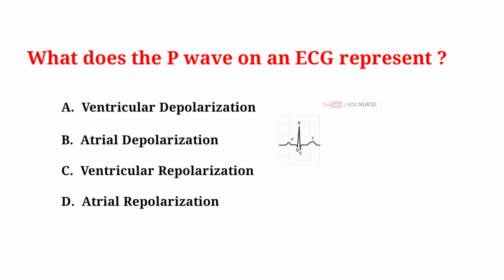What does the P wave on an ECG represent? A. Ventricular depolarization. B. Atrial depolarization. C. Ventricular repolarization. D. Atrial repolarization. And the correct answer is B. Atrial depolarization.